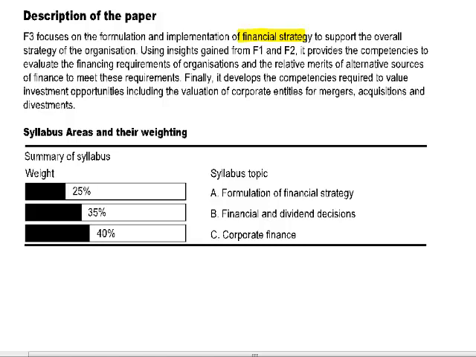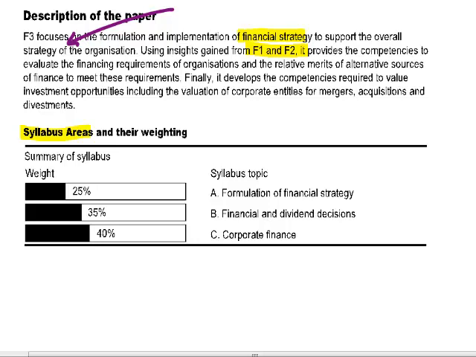F3 financial strategy looks at how financing supports the overall strategy of the organisation, and therefore it links very nicely with the other strategic level papers. Although there are some overlaps between F3 and F1 and F2, the main overlaps are actually with the other strategic level exams. So although F3 stands at the apex of the financing pillar in the new syllabus, it is to some extent mainly a standalone paper.